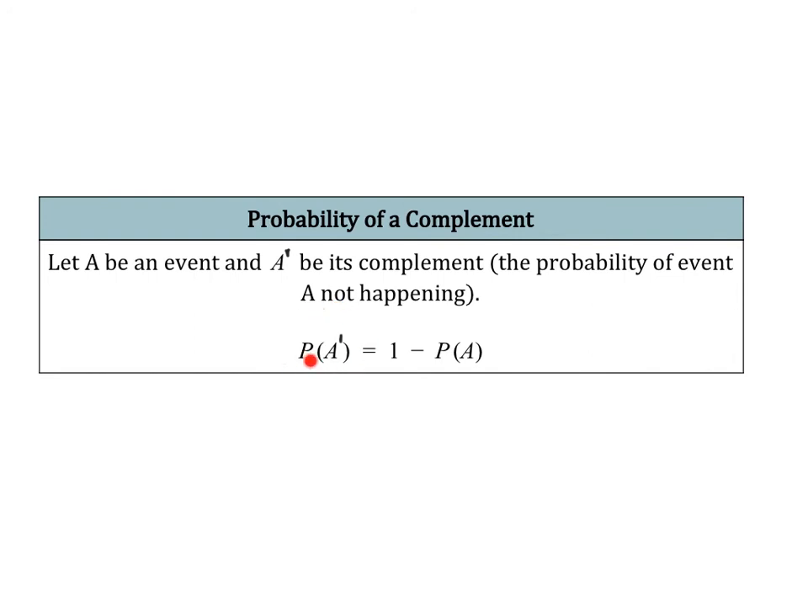So sometimes it's easier to use the complement to find a probability of something happening. So you can say that the probability of the complement happening is 1 minus the probability of the event, or you can flip these two. The probability of the event happening is 1 minus the complement.